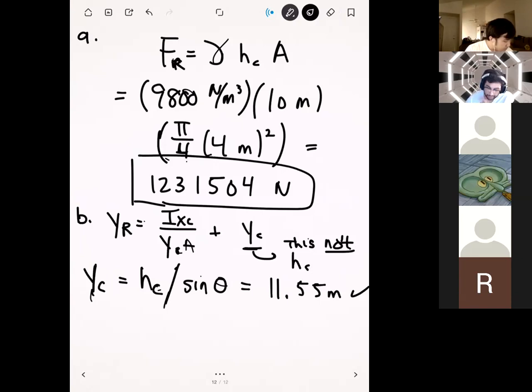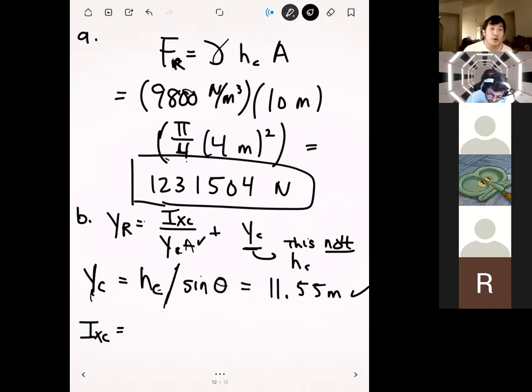Okay? And so we know the area already too, because we just computed the area up here. So area is just going to be simply pi over 4 times the diameter squared. And so the last thing we need is the moment of inertia with respect to the centroid.